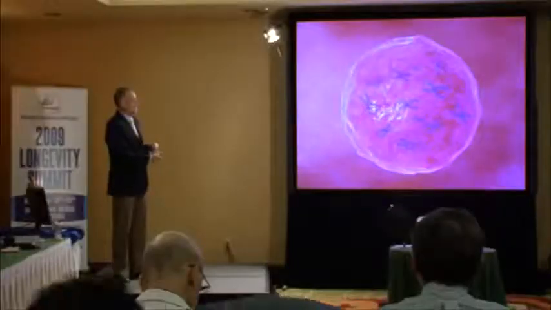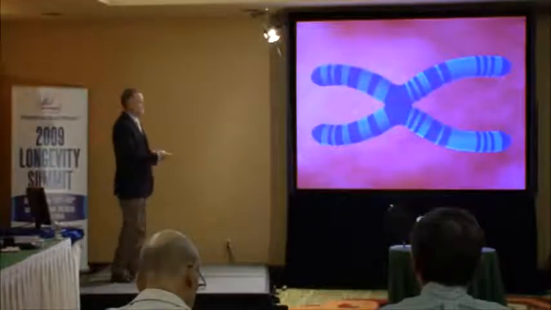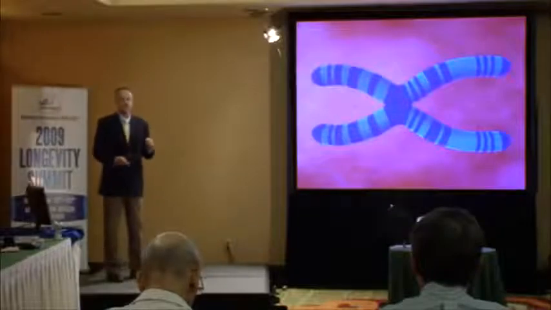If we zoom in further, I want to focus specifically on a chromosome. A chromosome is made up of two arms, at least a metaphase chromosome is. And each arm contains a single molecule of DNA.